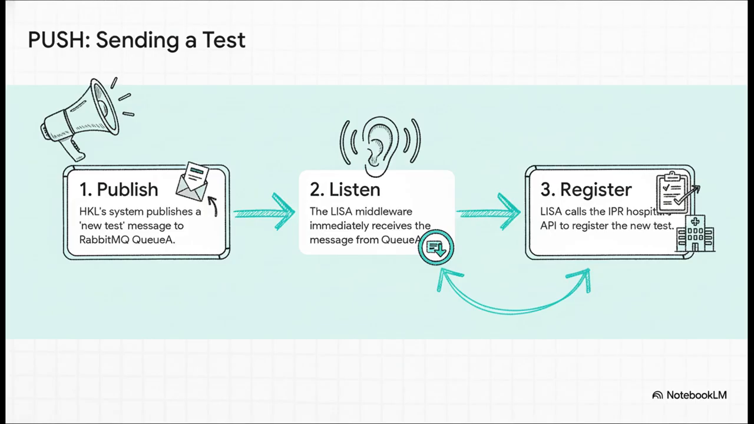The middleware, Lisa, is just sitting there listening. It immediately grabs that message and tells IPR to register the new test. It's what we call a clean fire-and-forget handoff. So simple.